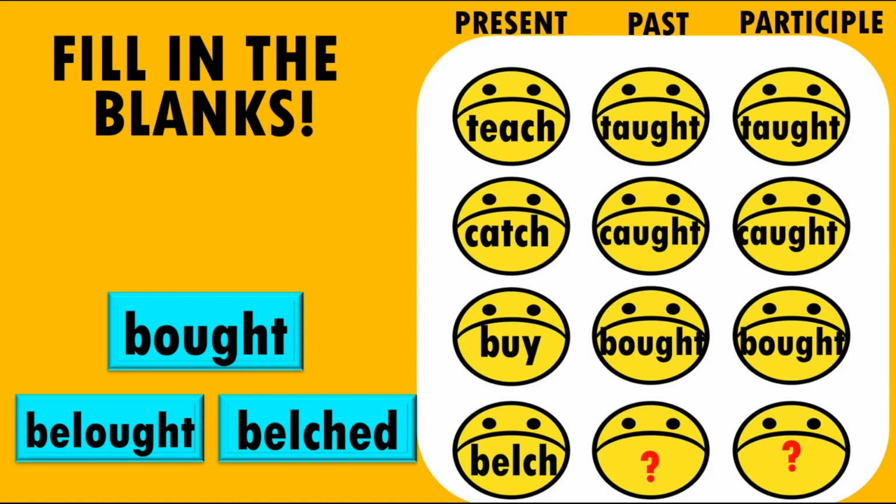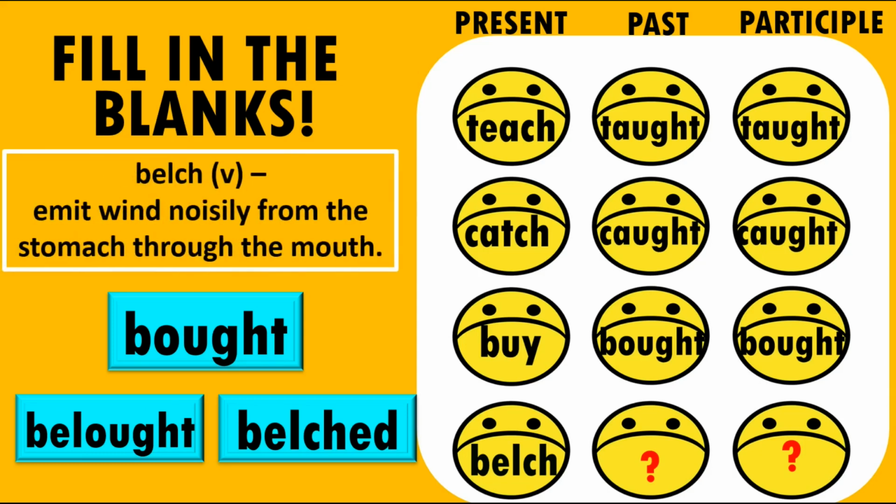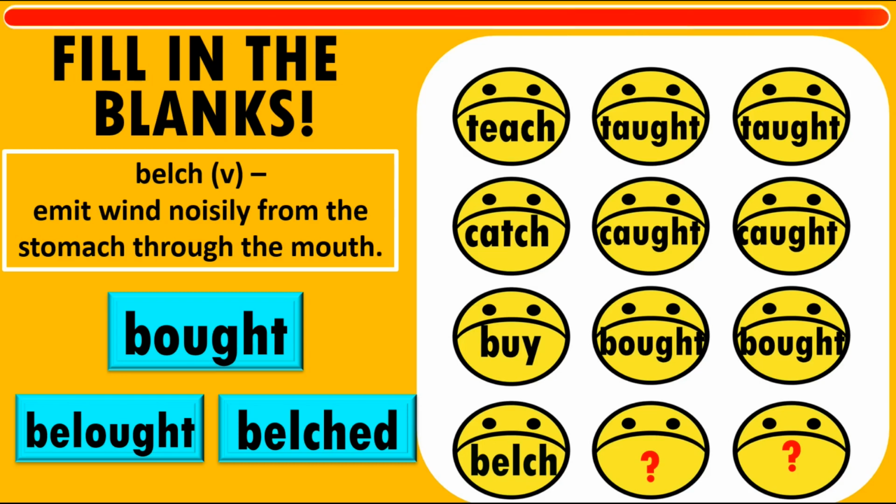Is that the same thing for belch? That's what I'm asking you guys. You are supposed to figure out which verb should go in the past and in the past participle. So the verb belch means to emit wind noisily from the stomach through the mouth. So guys, your task is simple. You are supposed to choose one of the verbs over on your left. Now guys, you only have 10 seconds and the clock is ticking right now.